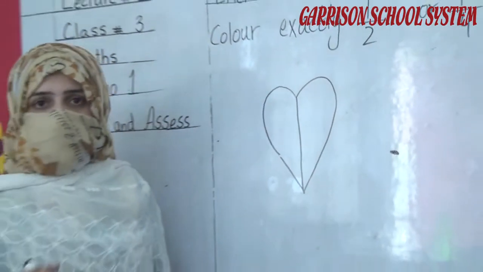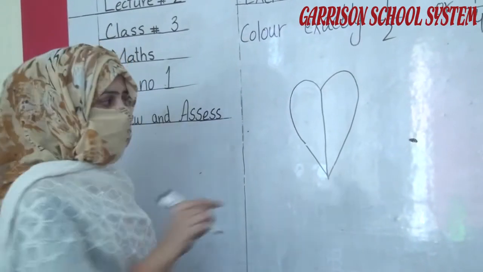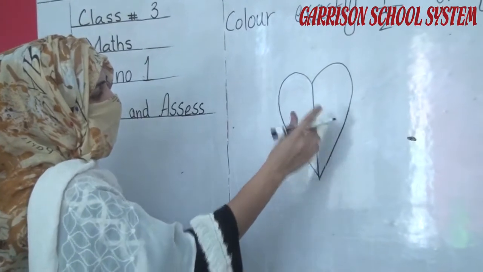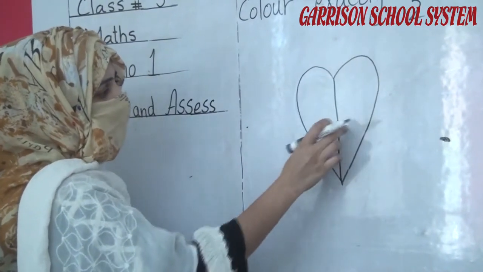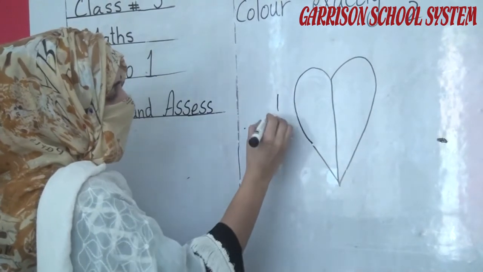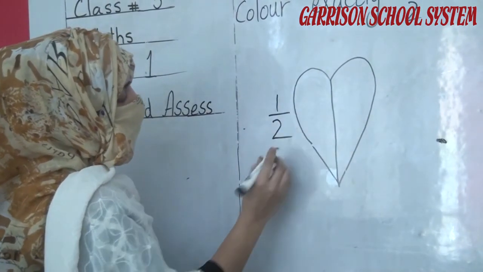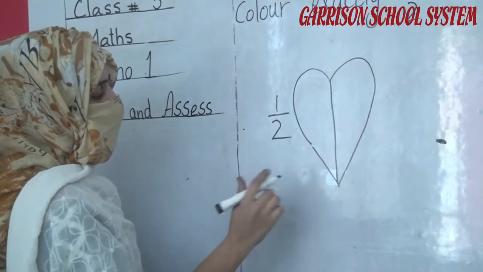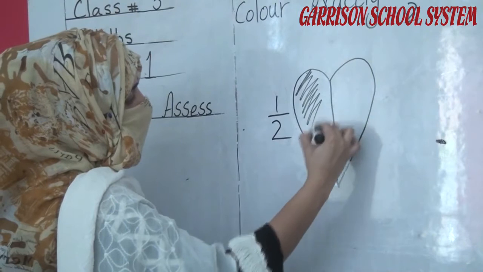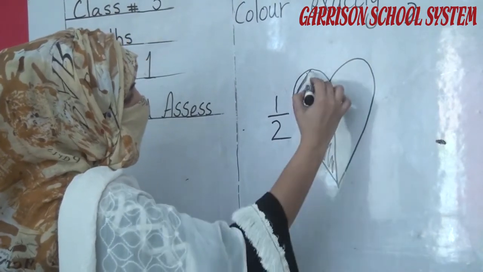The parts must be equal. Both parts should be the same. You can see the parts. We have divided this shape and both are the same. So this is 1/2. So I colored this part.